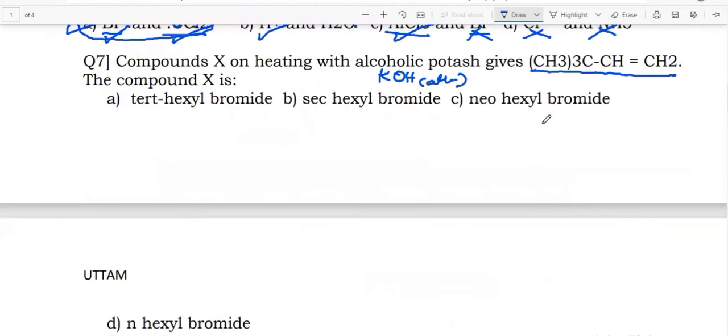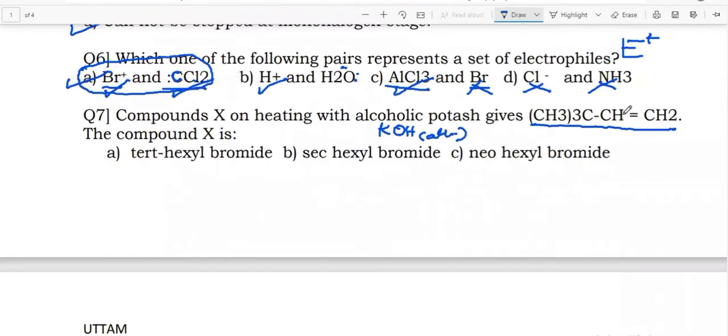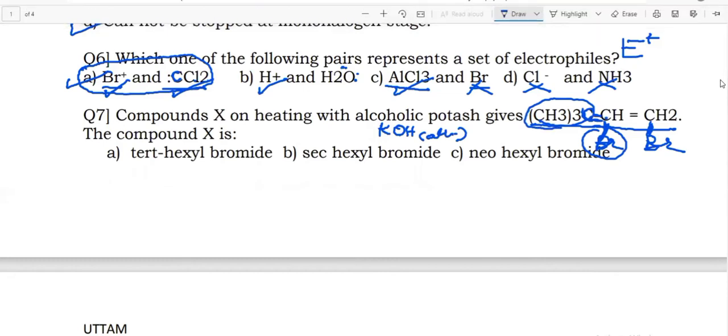Option D is n-hexyl bromide. Okay, so look here, the double bond is present between these two carbon atoms. So I can attach the halide, that is Br, either at this position or at this position. If I attach Br to the second carbon here, then after the elimination reaction I will get the double bond on this side because this carbon is attached to more alkyl groups. Correct? So I'll get the double bond here if Br is present on this carbon.